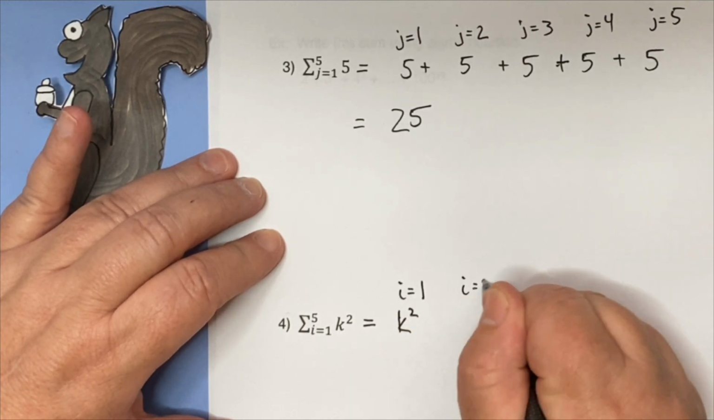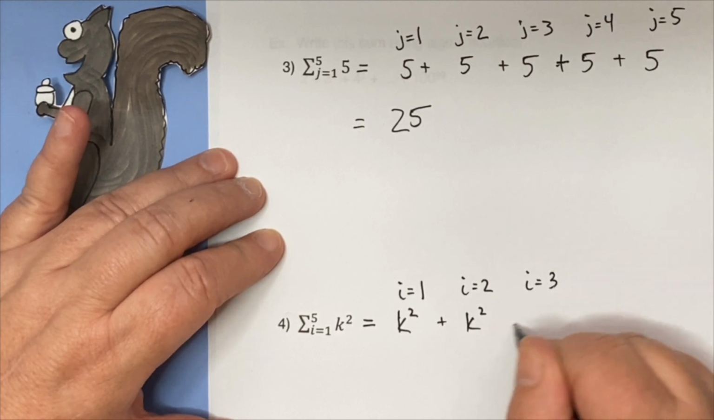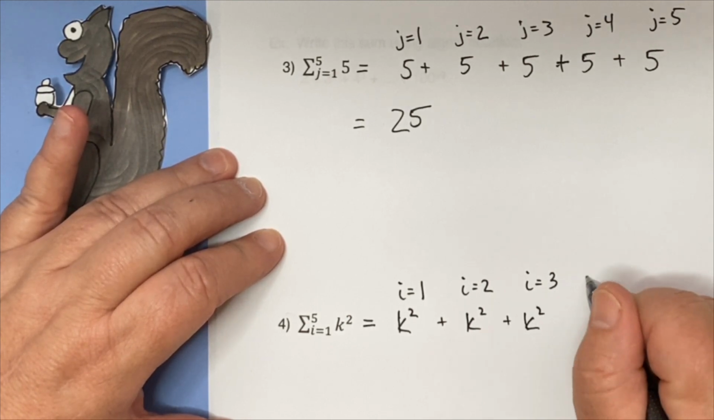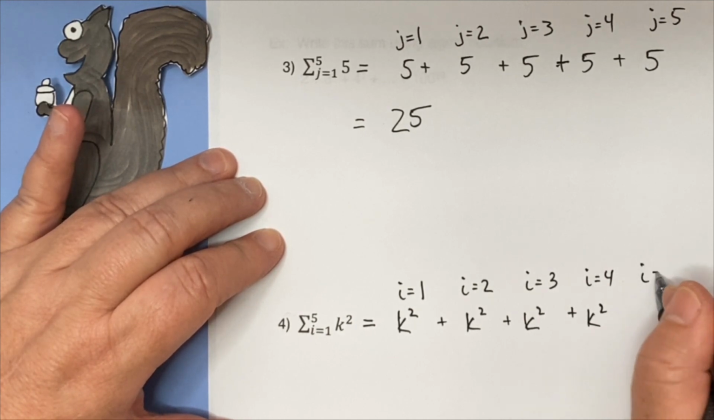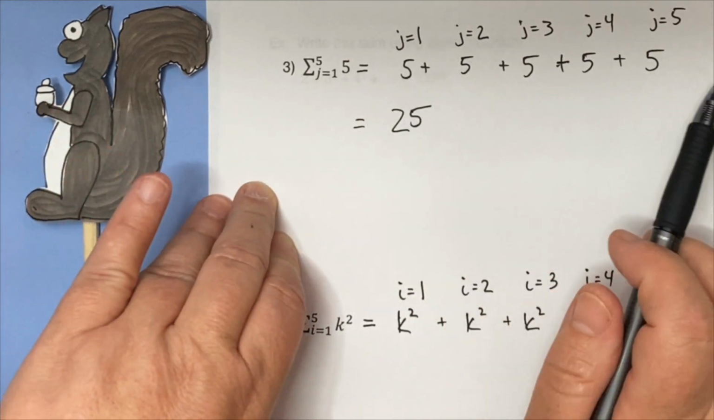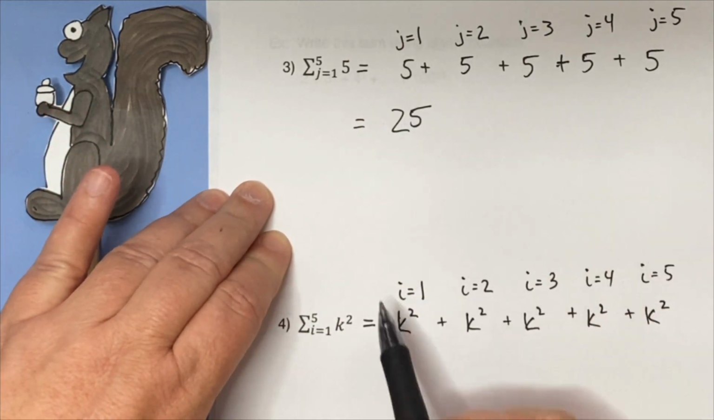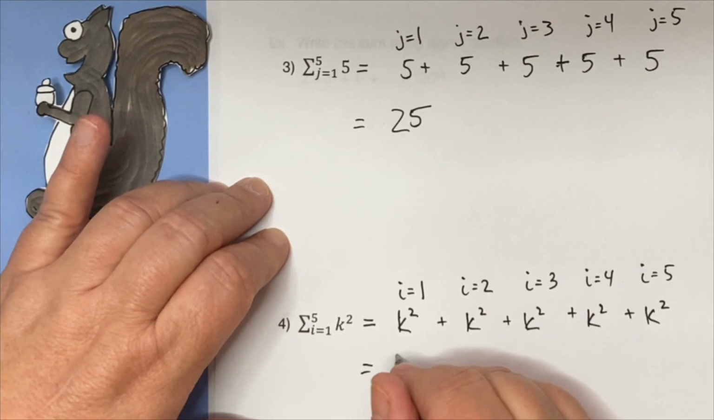For I equals 2, k squared. For I equals 3, k squared. For I equals 4, k squared. For I equals 5, k squared. So it's exactly like what we got up here, except instead of 5s, it's k squared. So 1, 2, 3, 4, 5, 5k squared.